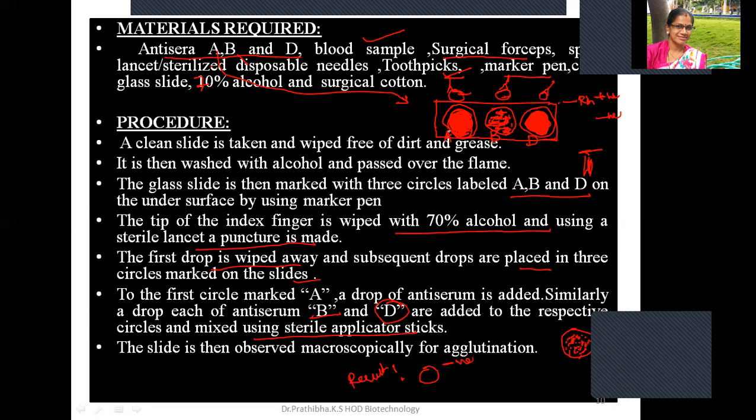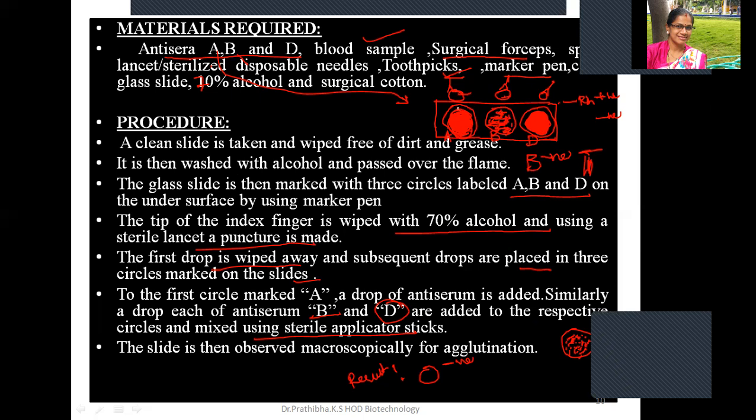What kind of blood group is this? Answer me. What kind of blood group is this? This is what you can write here as the result. This is B negative. Why B negative? A antigens are not there.